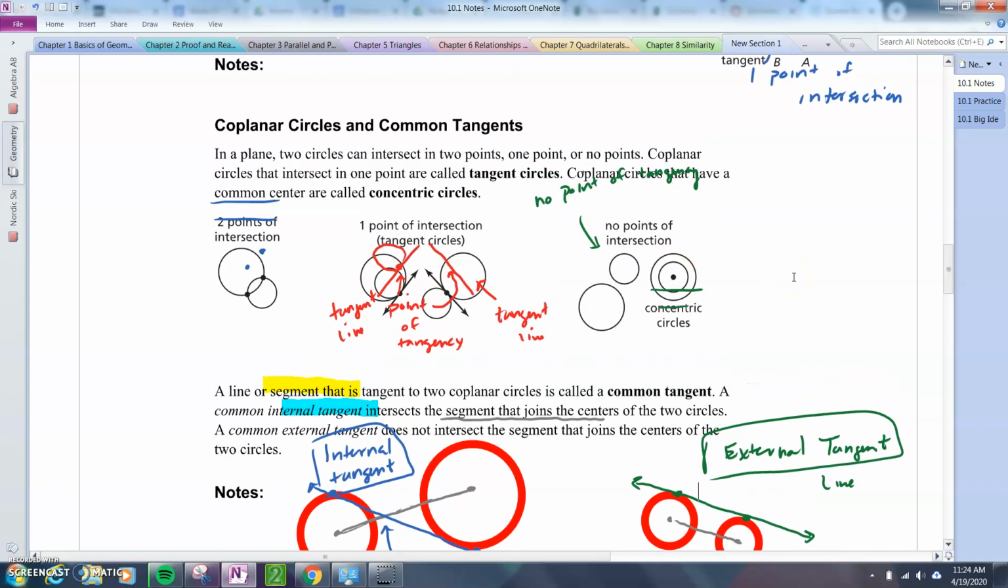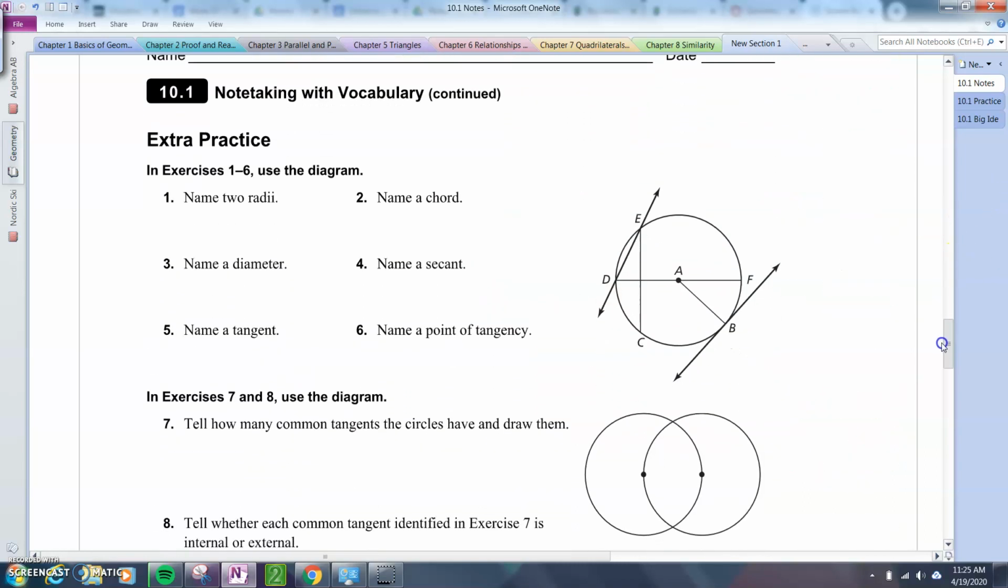When I said concentric circles, it's important to know that concentric circles share a common center, right? So the center of the smaller circle is the same as the center of the bigger circle. Okay, all right, so let's jump into some examples here.